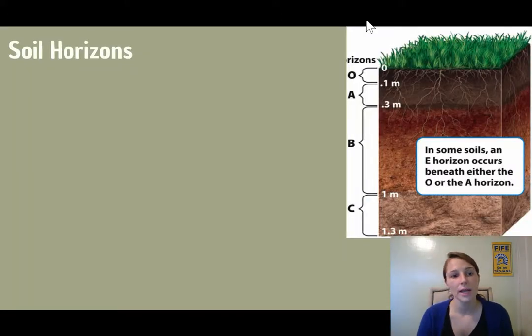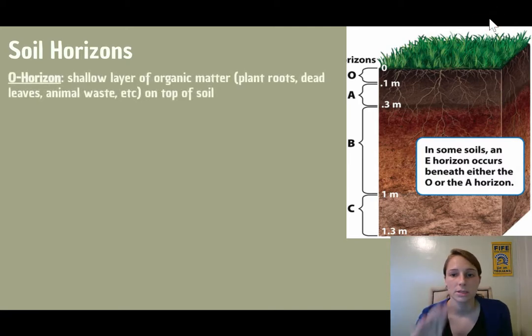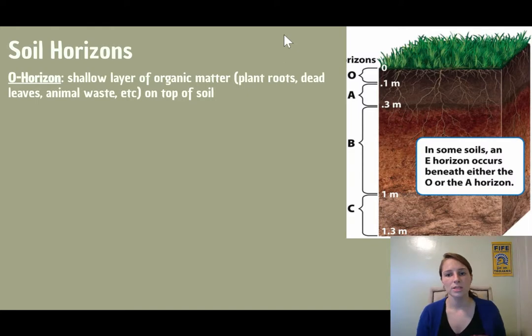So now we're going to look at soil horizons, which are the layers in soil. And there are different layers here. So I'm going to be going from top to bottom. And if you look at this diagram, the letters are going to correspond with what I'm showing you as well. So we start with the very top here, and this is the O horizon. This is going to be a shallow layer of organic matter. So think plant roots, dead leaves, animal waste that's going to be sitting on top of the soil.